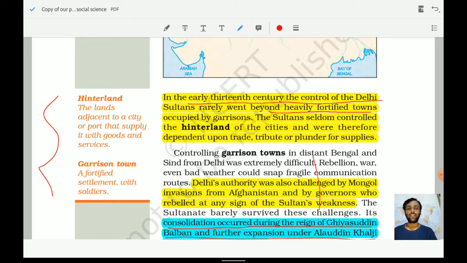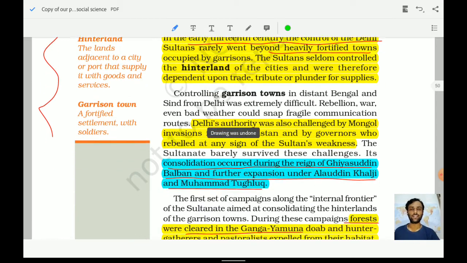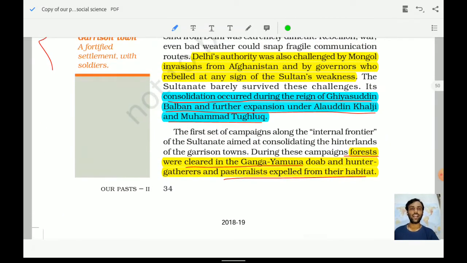And the Delhi authority was also challenged by Mongols. So now it is providing us the reason as well. So let us understand that. Delhi authority was also challenged by Mongol invasion from Afghanistan and by governors who rebelled at any sign of the Sultan's weakness. So we have seen that not only at this particular time, but from the early 6th or 7th century, this was the basic characteristic.